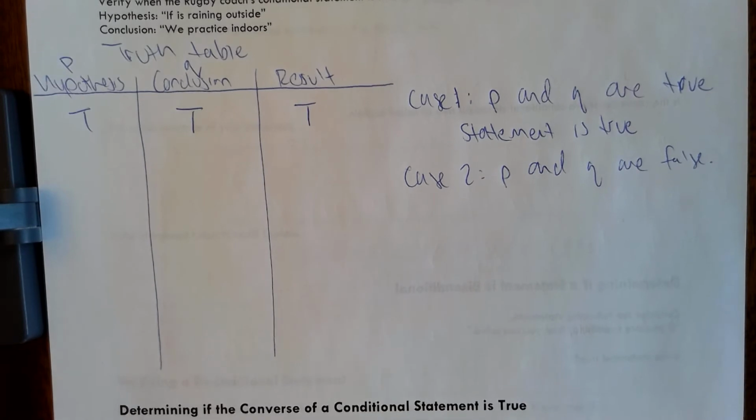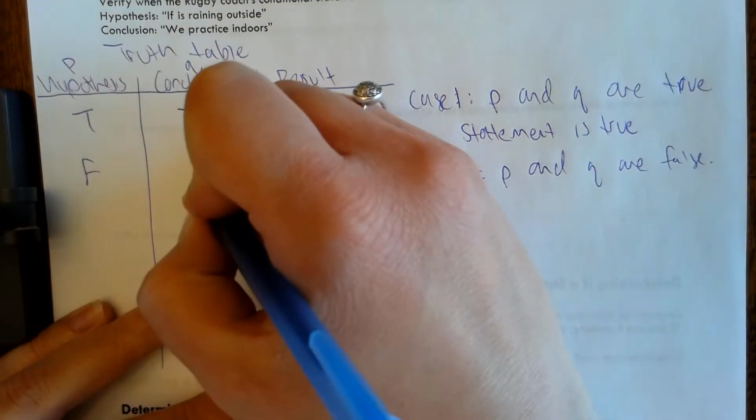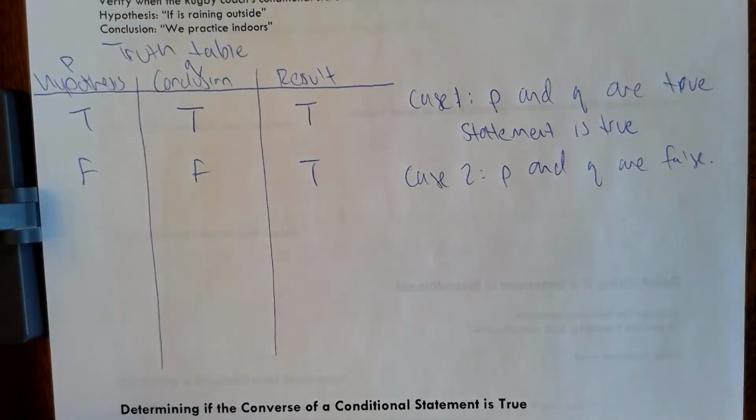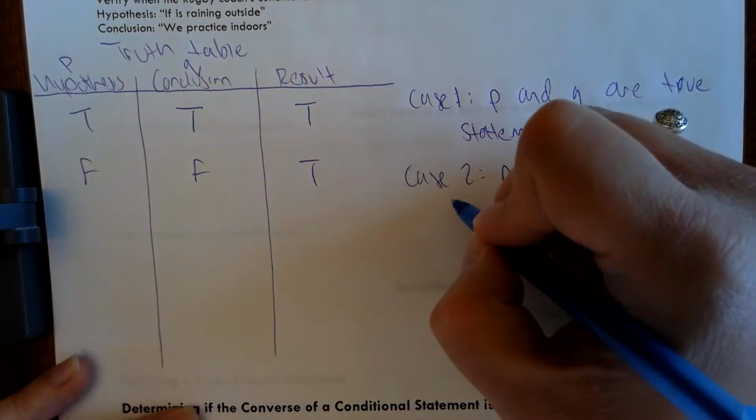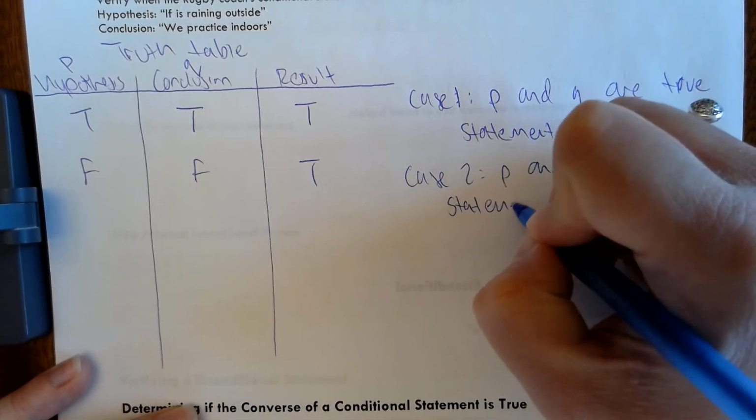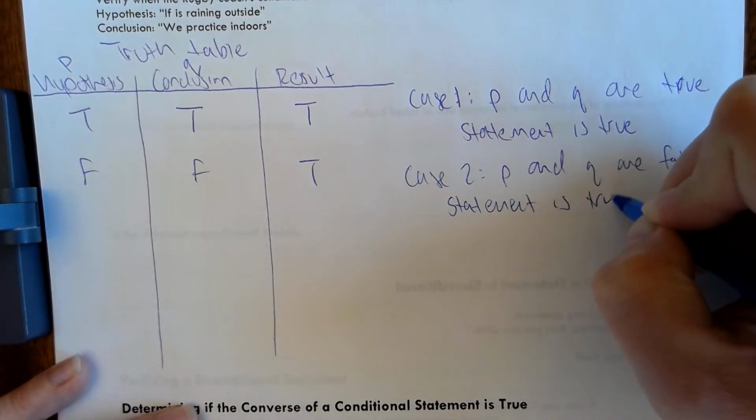Is that original statement still true? If it is raining outside, we practice indoors. Yeah, it's still a true statement because we're outside and it's nice. We only practice indoors when it's crappy outside, when it's raining. So this was false, but it's still a true statement. It still holds. So the statement is true.